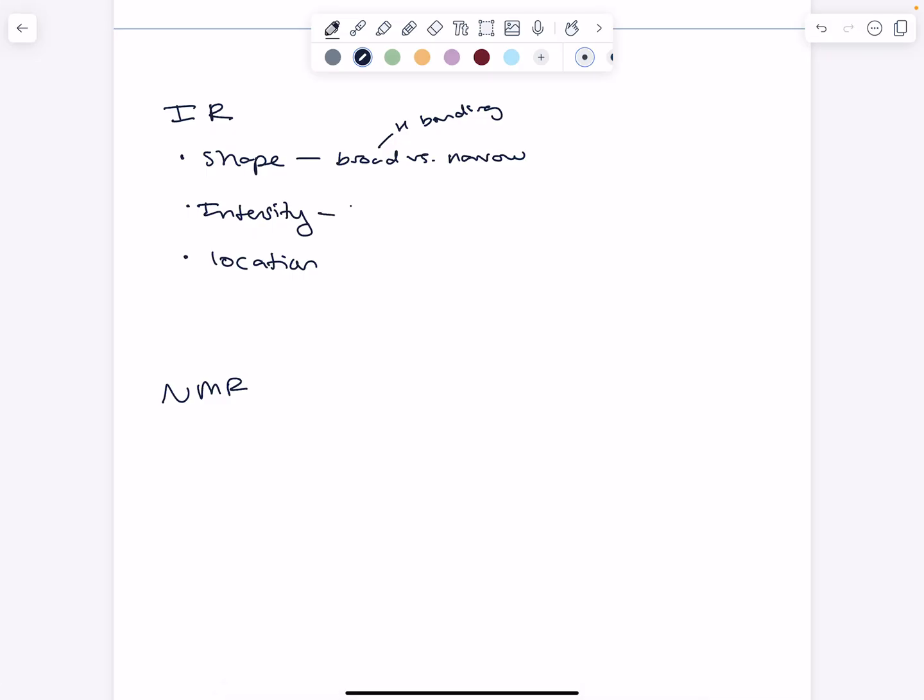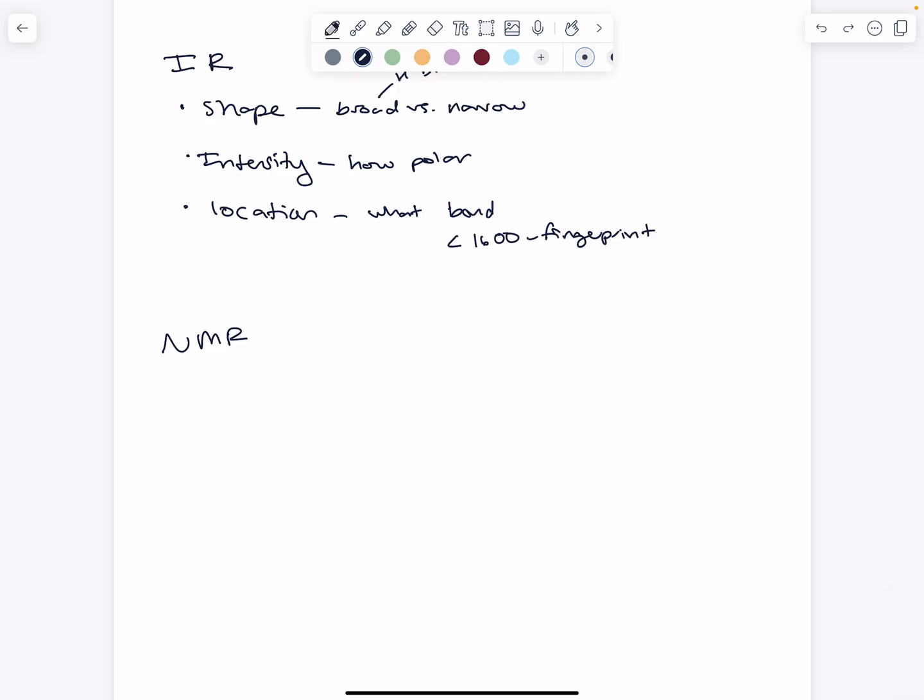And then intensity is how polar. And location is what is the bond. And we know that below 1600 we don't care about. That's the fingerprint region. Above that, usually there's a really nice chart that breaks it up, like around 2000 to 1600 is double bonds. So you can know the general location, but I'm going to give you a chart.